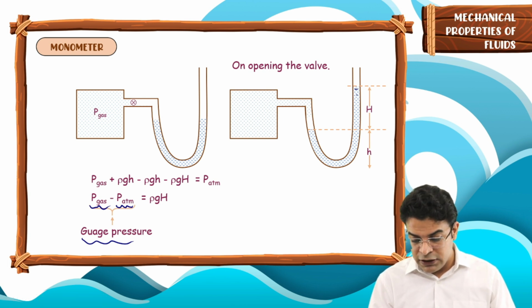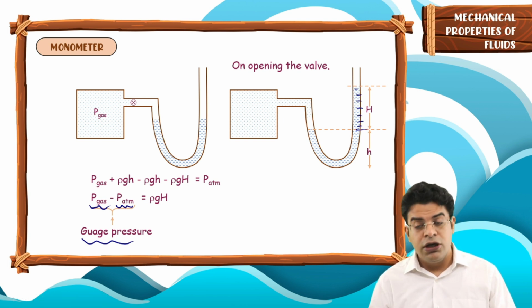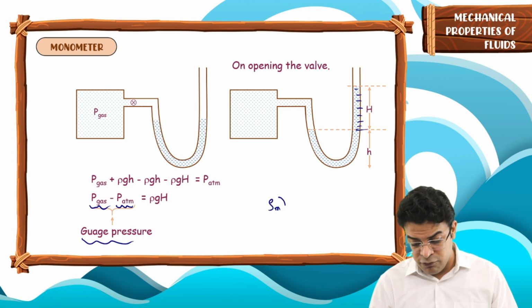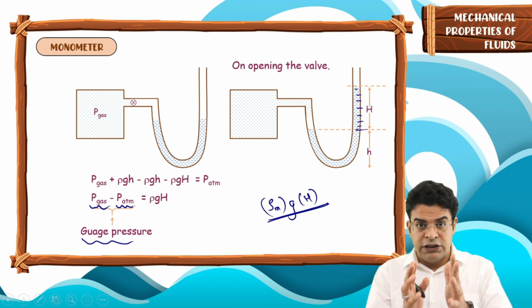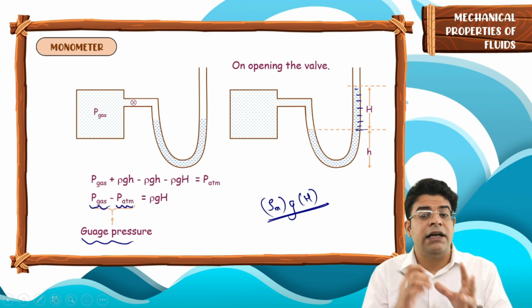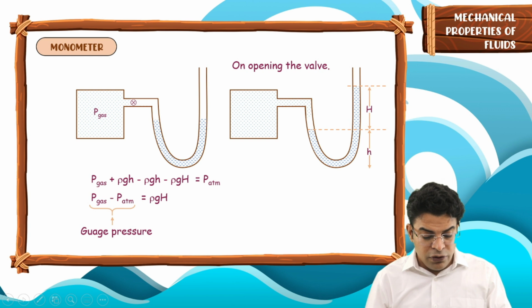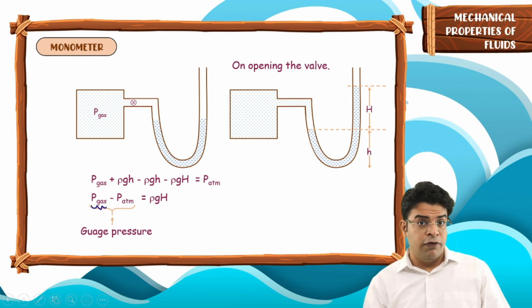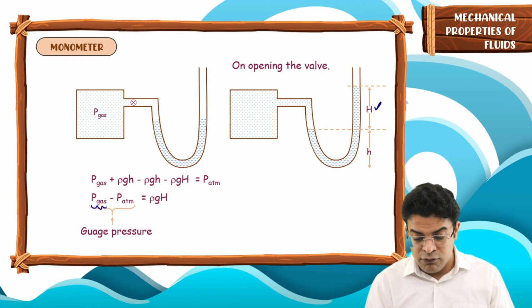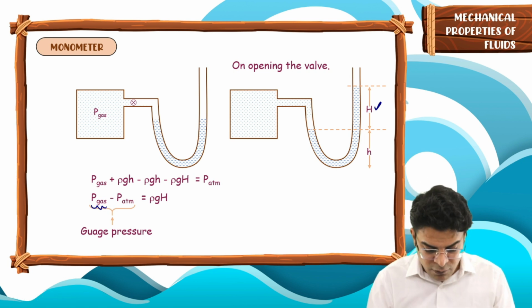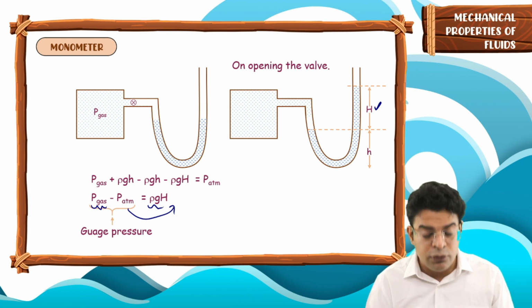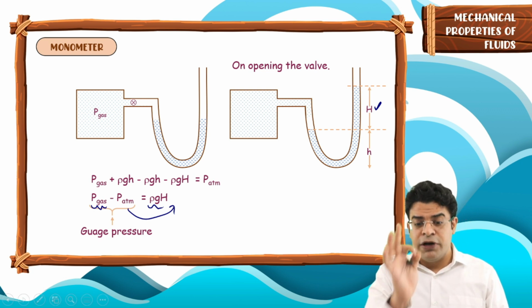So once we know in the lab the value of h, we can substitute the density of mercury into g into this height to know the pressure difference between the pressure of the gas and the atmospheric pressure. If you need the exact pressure of gas, then whatever reading you have got h, find out rho g h using it, and once you know rho g h, add P atm to it, and you will get the actual pressure of gas.